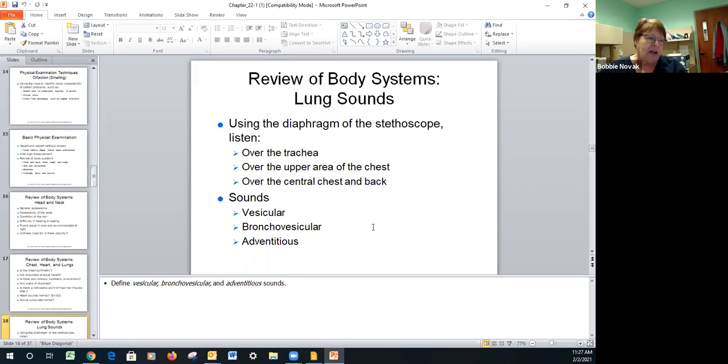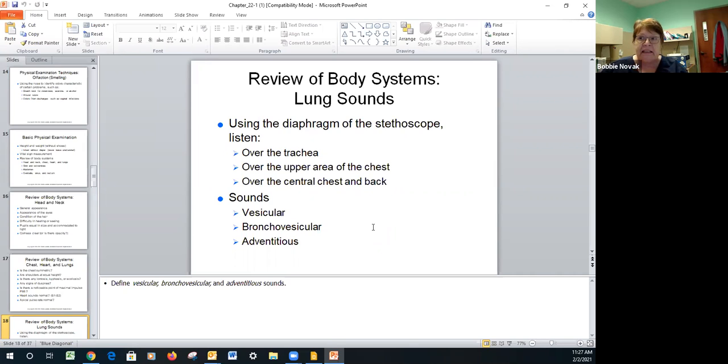And then we have what we call adventitious sounds. Adventitious is always an adventure because it's not normal. We don't want to hear these adventitious sounds. So our adventitious sounds are described on page 385.